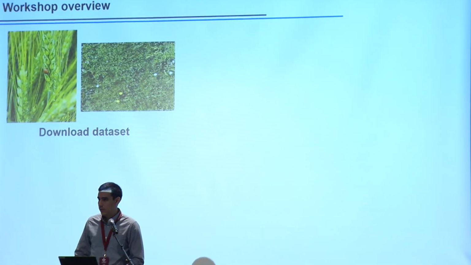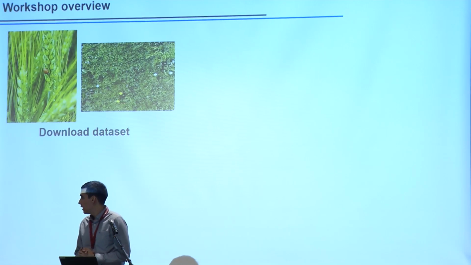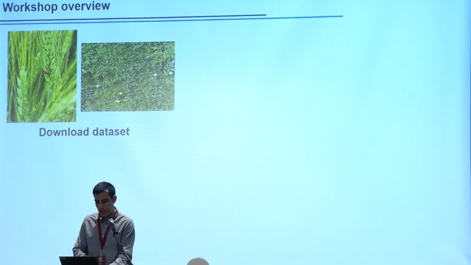The first step is to download the dataset. Just let us know if you have the dataset and also unzip that folder. In that dataset, you will have two folders. One folder contains a lady beetle that was captured in wheat plots, and the other dataset is dandelions. So the goal for this workshop is to be able to detect those objects.